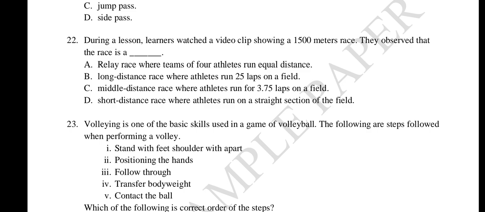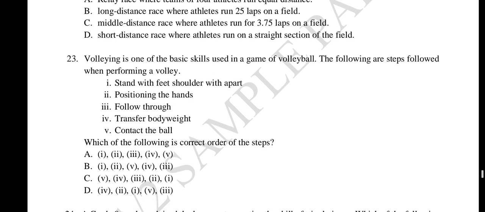Then during a lesson, learners watched a video clip showing 1,500 meters race. They observed that the race is a dash. 1,500 is not, that one is a middle distance race where athletes run for 3.5 laps on the field. The correct answer is C, middle distance race.